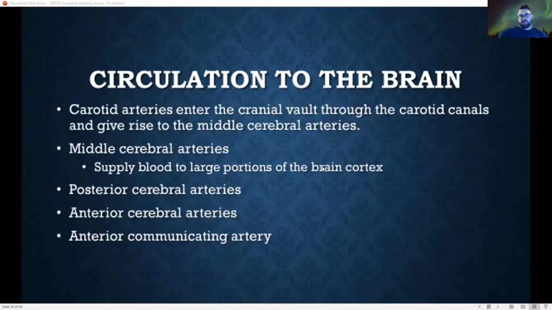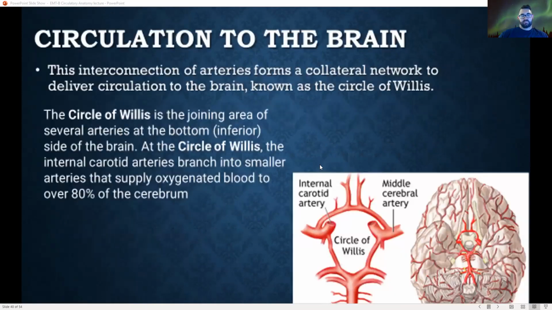What about your carotids? They enter through the cranial vault through the carotid canals, and they give rise to the middle cerebral arteries. Those middle cerebral arteries then supply blood to a large portion of the brain cortex via the posterior cerebral, anterior cerebral, and anterior communicating artery. Now, all these connect at a point, right? So this interconnection of arteries forms a collateral network to deliver circulation to the brain known as the circle of Willis. This is where they all come together.